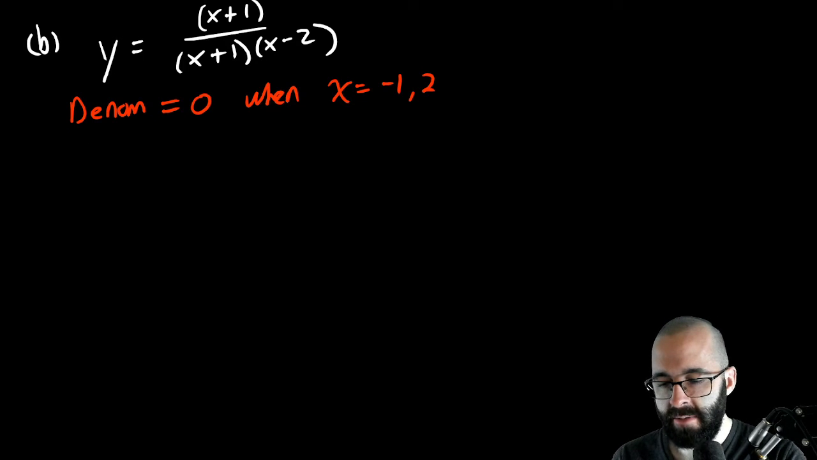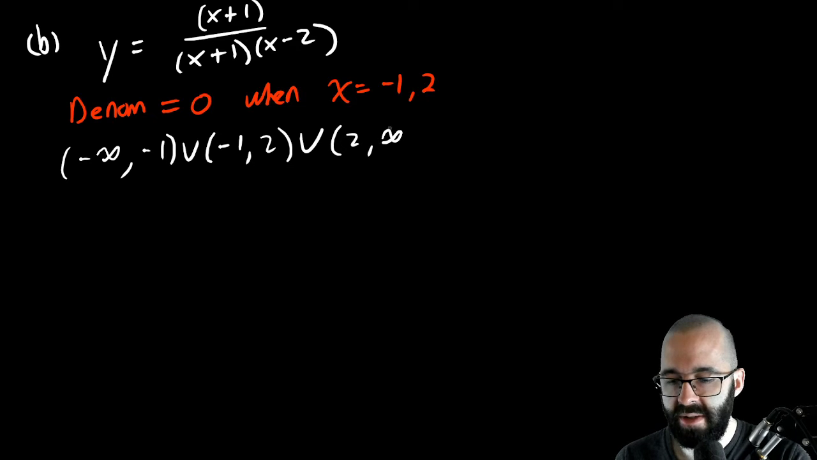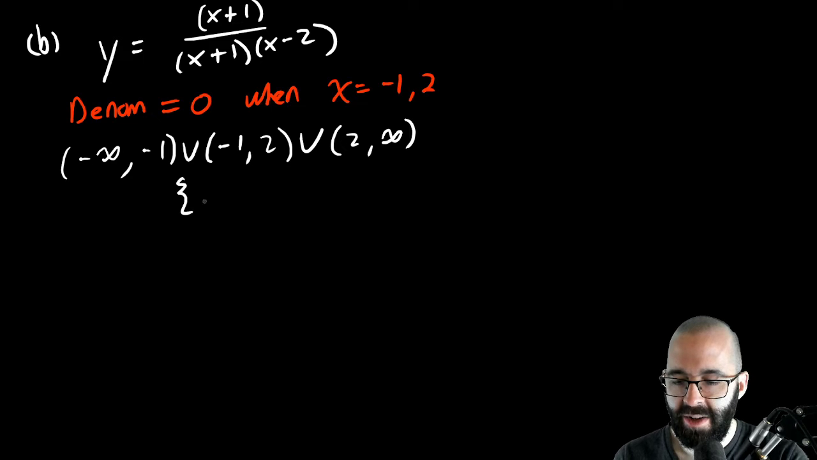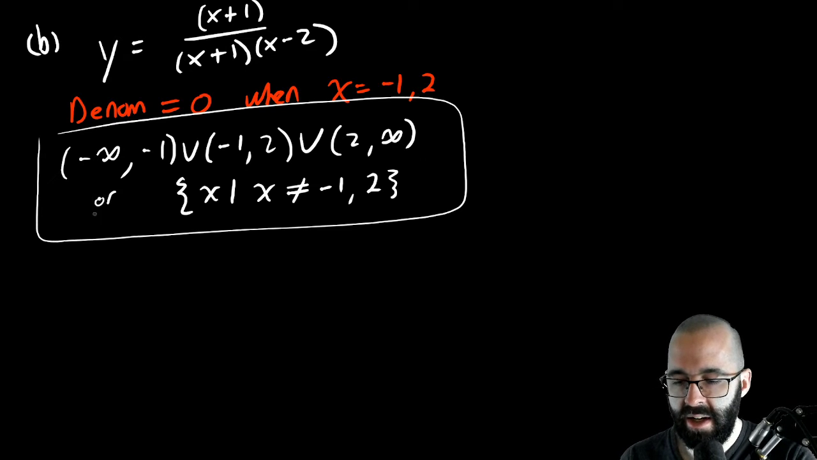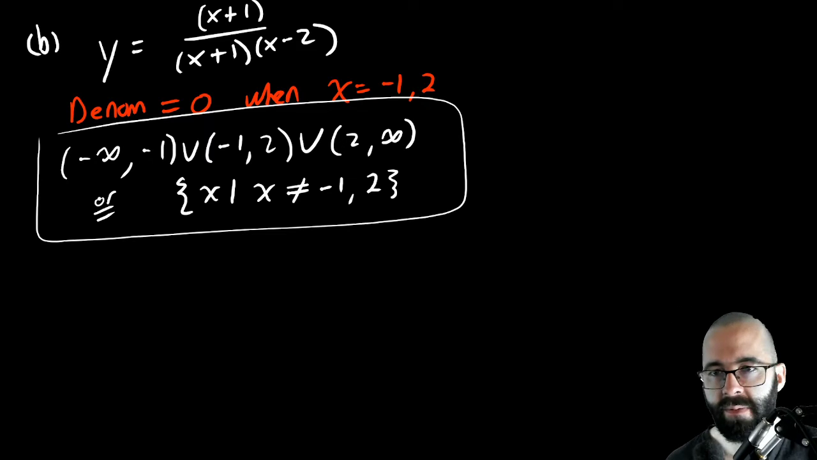So we're going to say our domain is, again, negative infinity up to -1, union -1 to positive 2, union positive 2 to infinity. I hate interval notation for stuff like this. It takes so long. Or the set of all x such that x is not equal to -1 or positive 2. Again, you do not have to use both. You can use either. You can pick one.